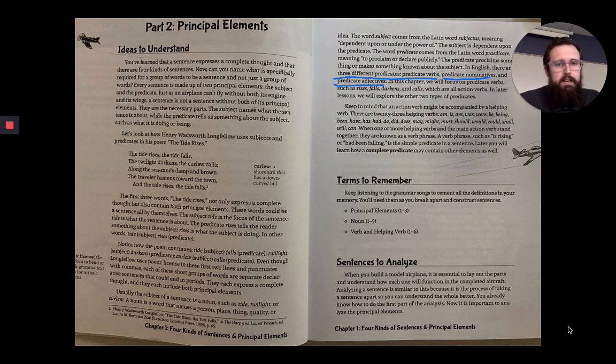Sentences to analyze. When you build a model airplane, it is essential to lay out the parts and understand how each one will function in the completed aircraft. Analyzing a sentence is similar to this because it is a process of taking a sentence apart so you can understand the whole better. You already know how to do the first part of the analysis. Now, it is important to analyze the principal elements.